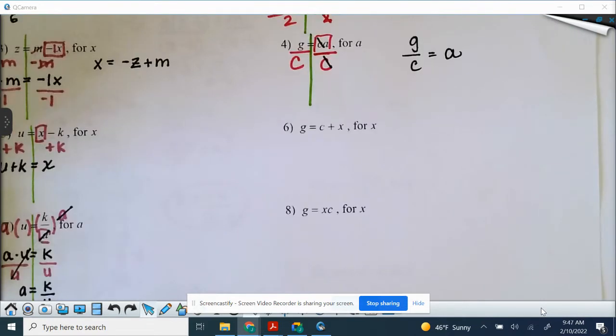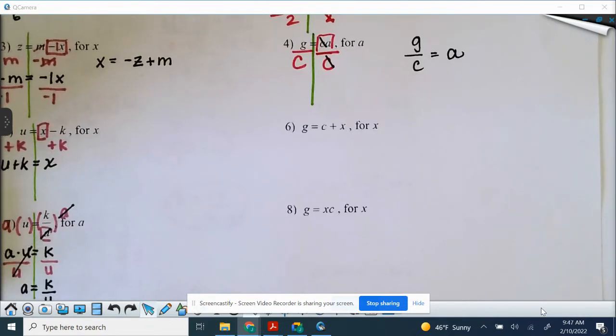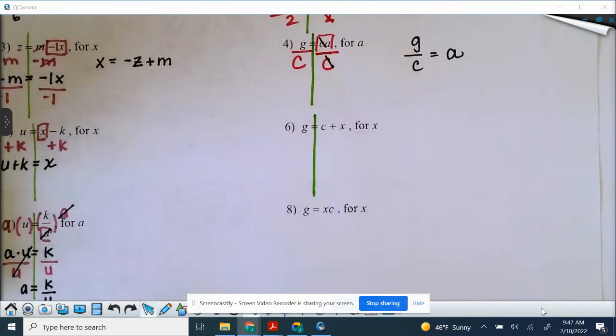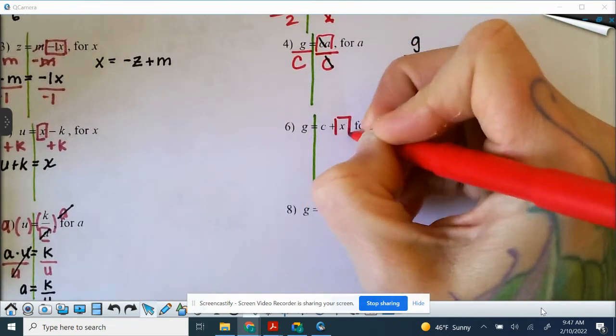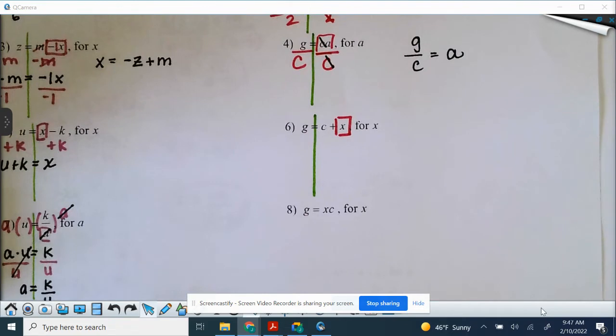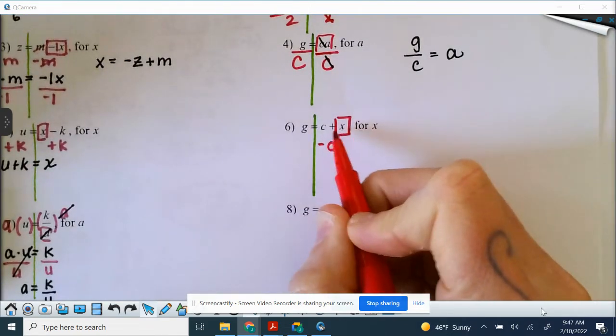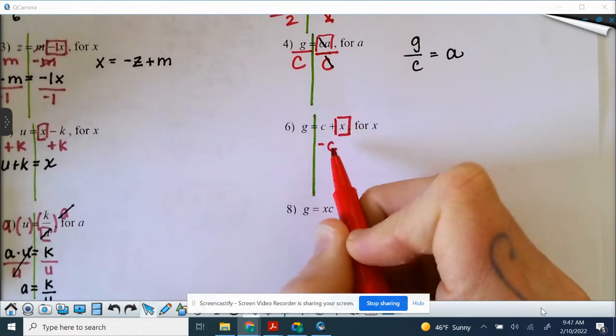Moving right along. Number 6, G equals C plus X. We're going to solve for X. So I'm going to draw my line of great divide just to make sure I know when things cross that bad boy, it has to be the opposite. You can't just magically move things. So I'm going to subtract C because it's attached to X by addition or subtraction. Either way, it's when you're going to add or subtract.